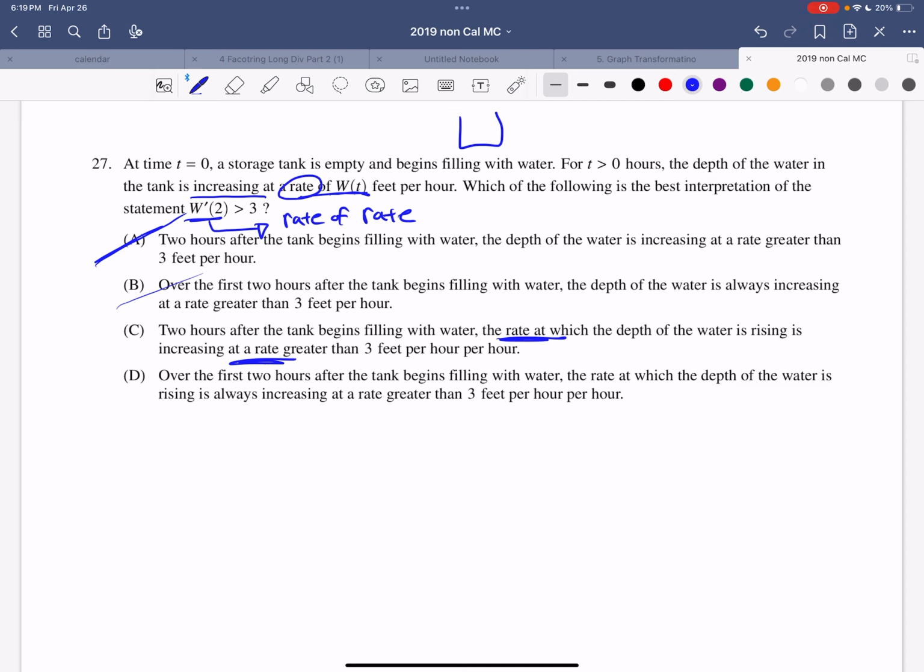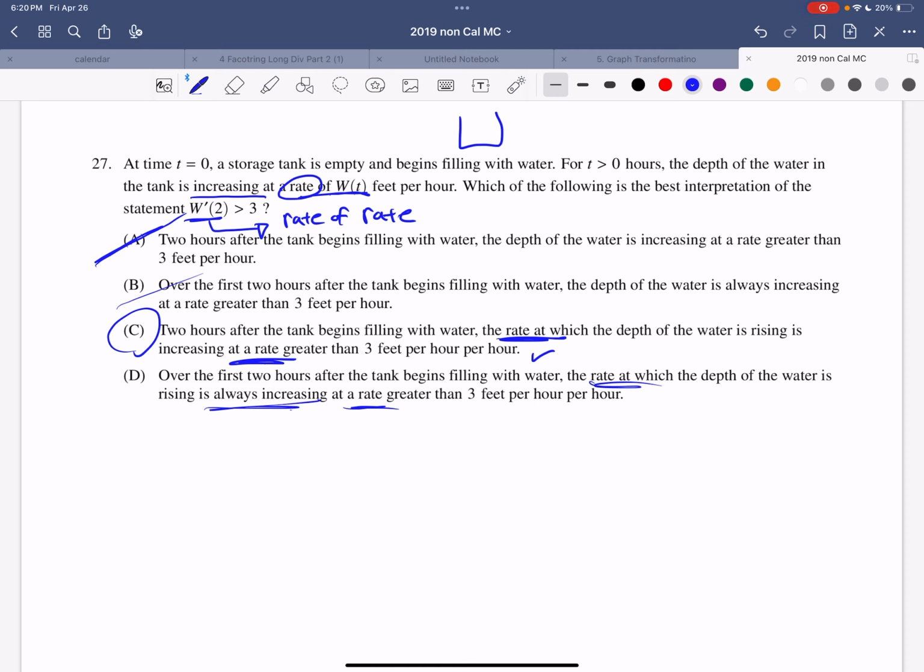So most likely this is going to be the answer, but let's check one more time for the other one. Option D: over the first 2 hours after the tank begins filling with water, the rate at which the depth of the water is rising is always increasing. Oh, this is another rate of rate. So which one of these two is going to be the answer? At time 2, it should be greater than 3, right? Yeah, but it's not always increasing. What we know is the water is increasing at a rate greater than 3 feet per hour. So the answer is going to be C.